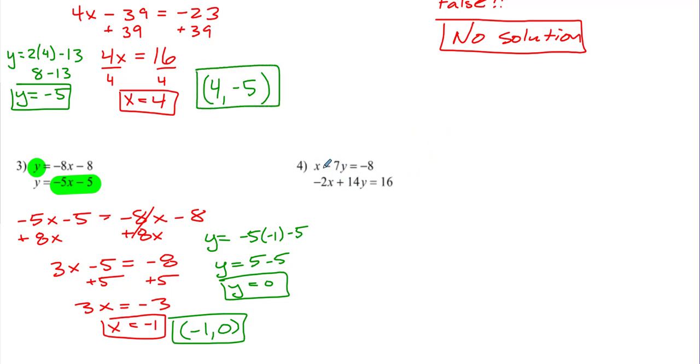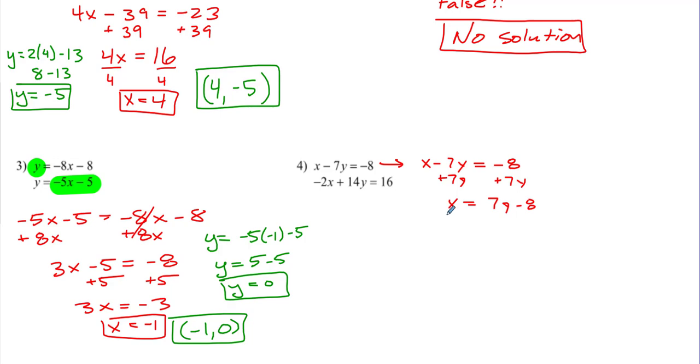All right, so here we go. We don't have any variable already solved for by itself. The trick here is find a variable that has a coefficient of 1. This is a coefficient of negative 2, coefficient of 14, coefficient of negative 7. Oh, look, I got a coefficient of negative 1. So what I want to do is I just want to solve this equation for x real quick. And I do this by adding 7y to both sides. So this then becomes x is equal to 7y minus 8.